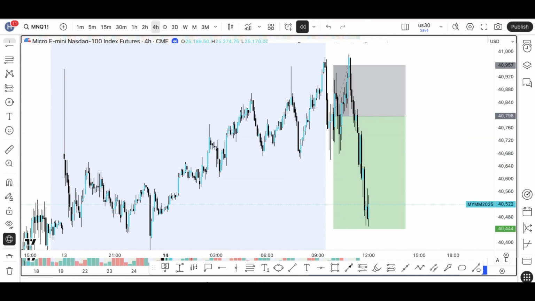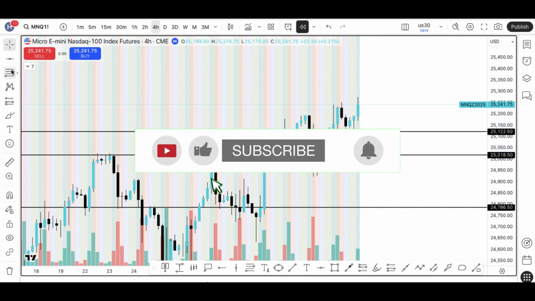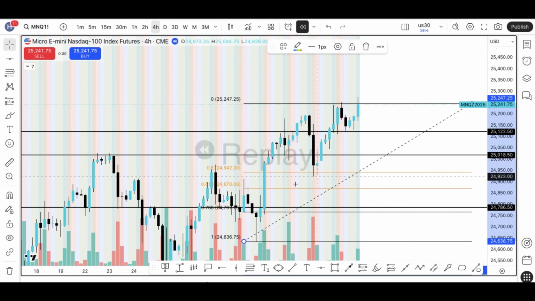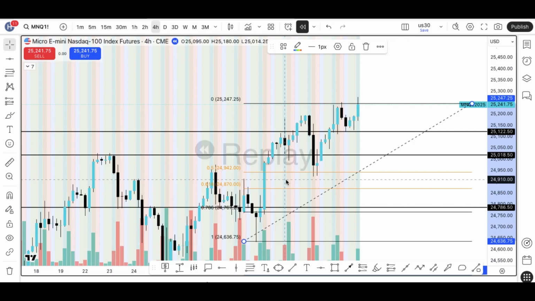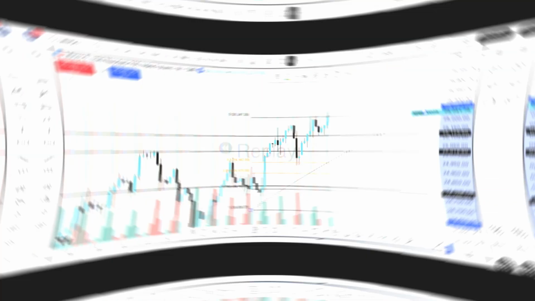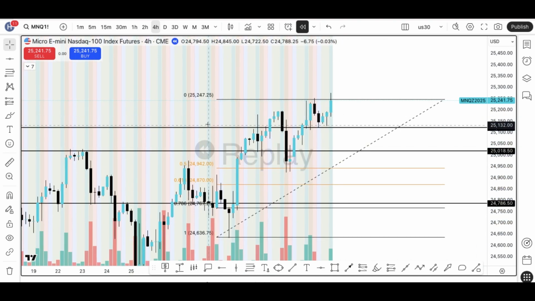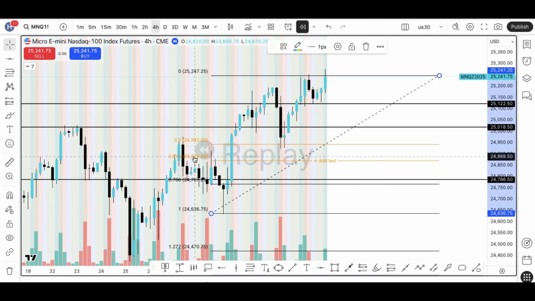A lot of people also, for mean reversion, will use a Fibonacci. You can do it from a micro swing, which is this one here on the 4-hour, or you can use it on the macro swing, which is the larger swing. That's going to be from low to high because you want to get the support for a bullish trend. And you don't have to use a Fibonacci. I don't use one. But if you're new to trading, this can help a lot.